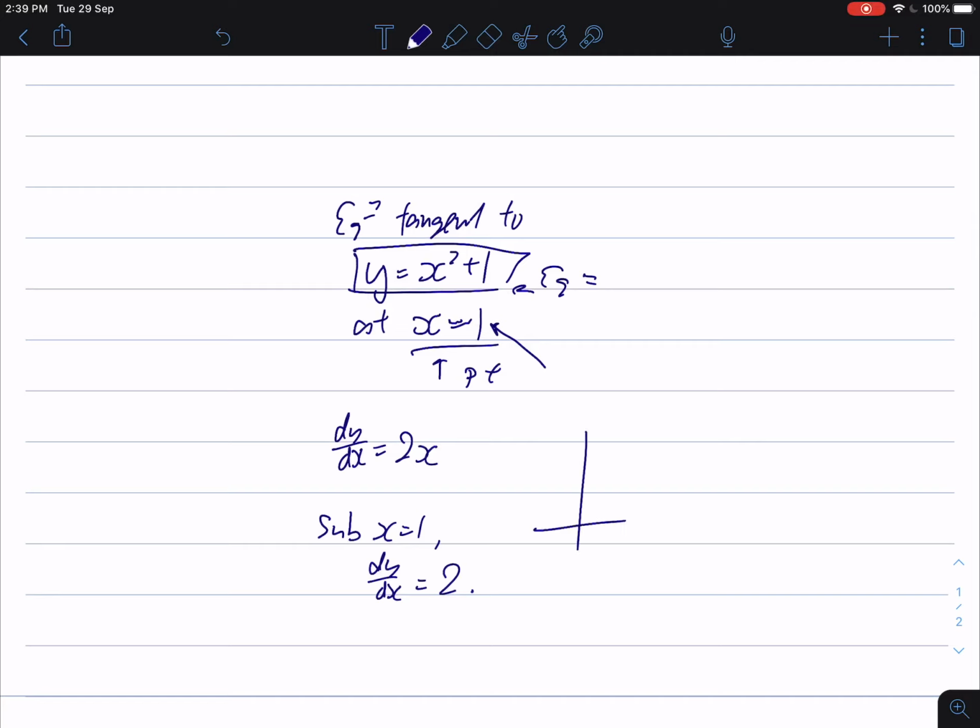Okay, this number is the gradient of the curve at this point. Meaning, if I were to draw the curve and x equals to 1, suppose here, at this particular point here, if I were to measure the rise over the run, which is the gradient, it equals to 2. How do I know that? Because of this. Right, that is step 1.